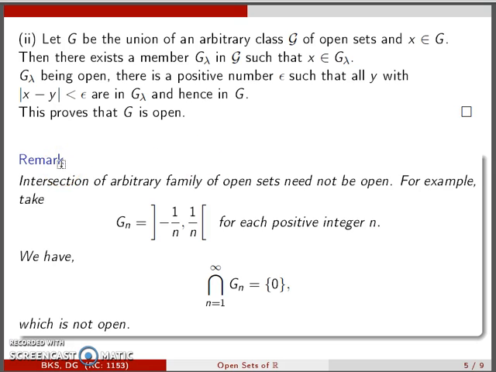Now, why is arbitrary intersection not good enough? Here is an example. Consider these open sets, and then take the intersection of this family of open sets. What you observe is the singleton set {0}, which is not open. Why?